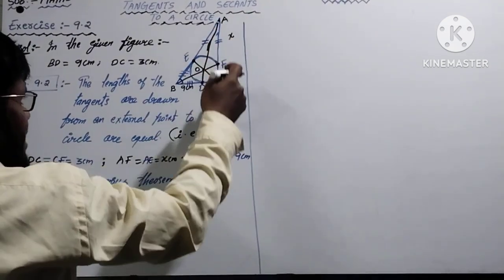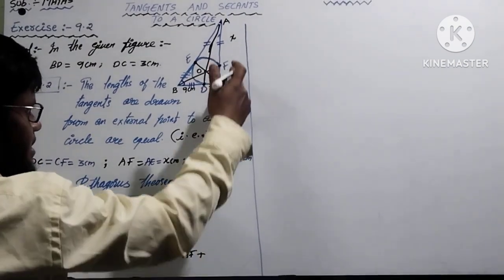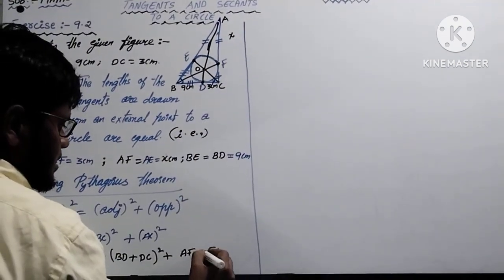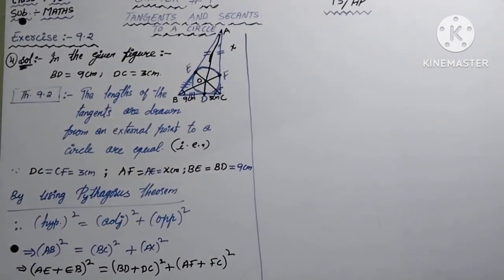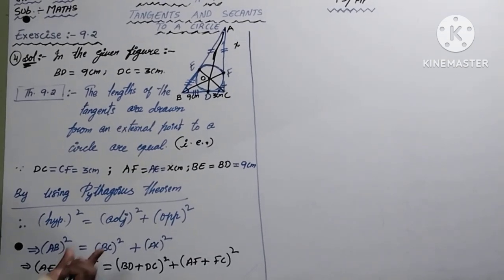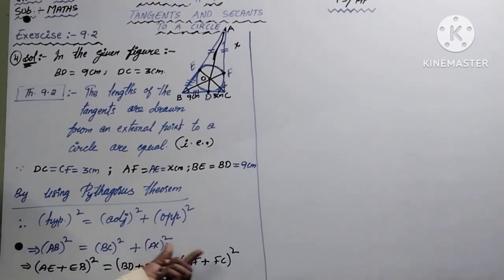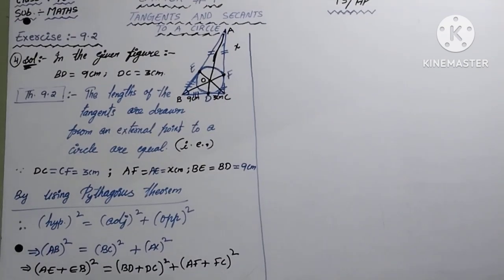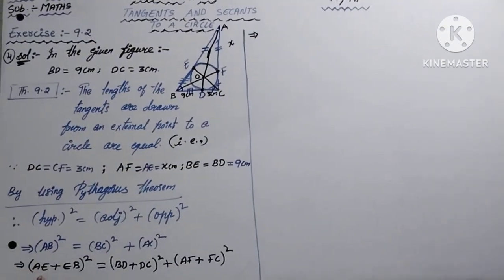AC. AC also having two parts. First part is what having? AF plus second part is what? FC whole square. Understand? Just I mean AB it is divided into two parts. I taken that one. Then BC is also having two parts. I taken. Then AC is also having two parts. I taken. Then after, let's substitute the values now. Substitute here.